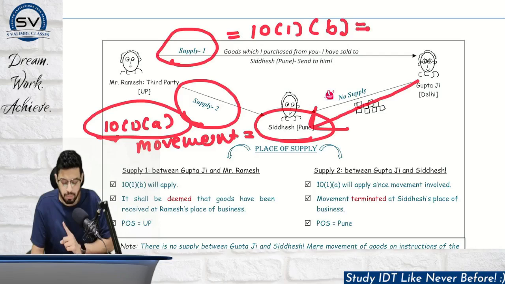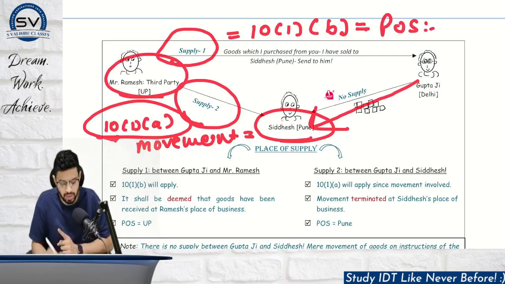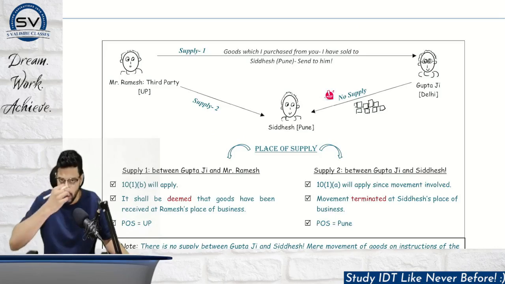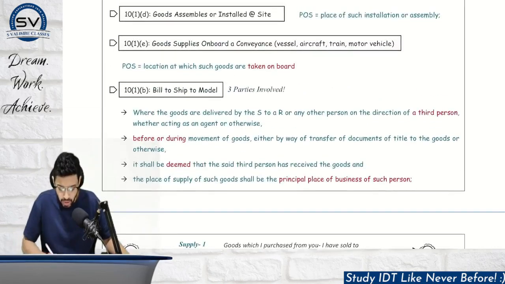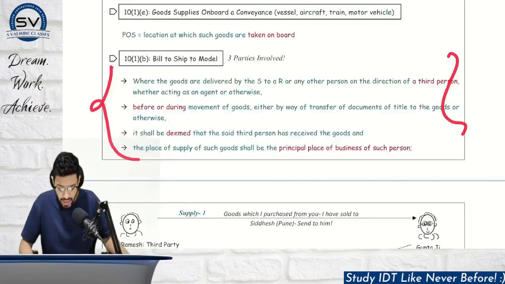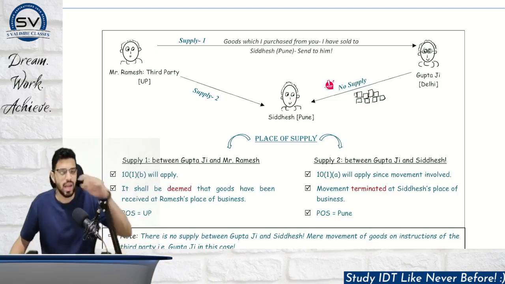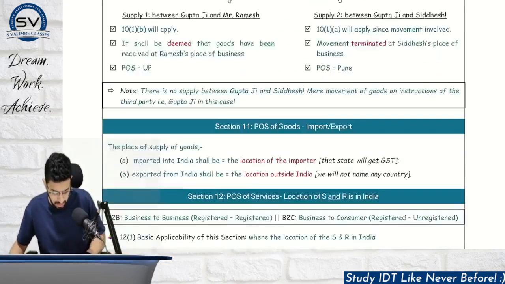With respect to 10(1)(b), we just now studied that the place of supply shall be the place of business of the third party, that is UP. I hope this is clear now. If you feel there is any query whatsoever, whatever notes you are referring to, you can just pause the video, read this once, and then again review this particular example. 99.9% of all your queries will be resolved. If there is any query whatsoever, you can reach out to me. I will help you clarify.